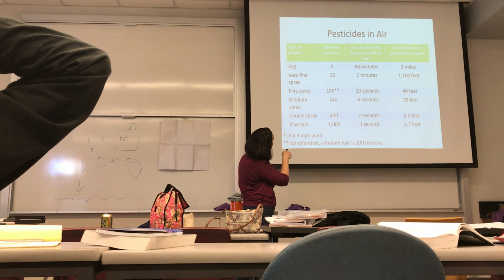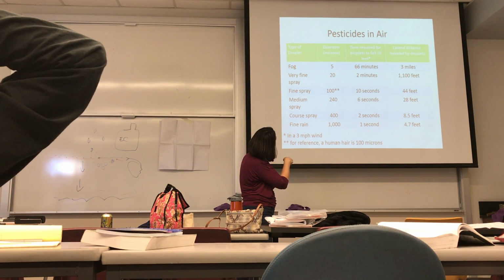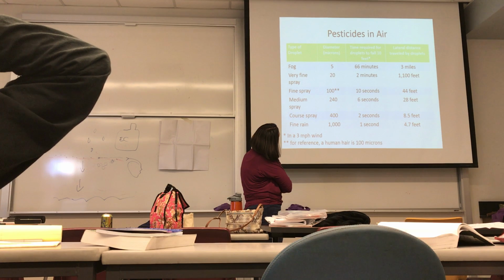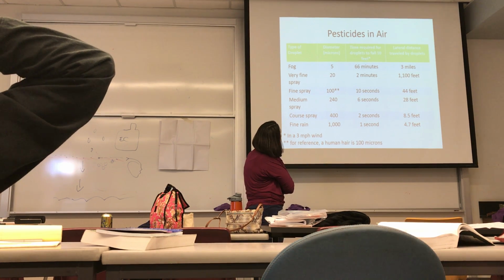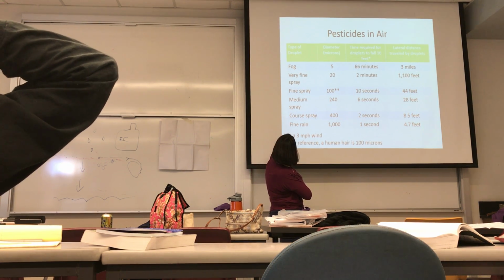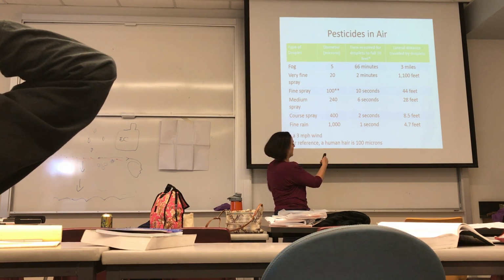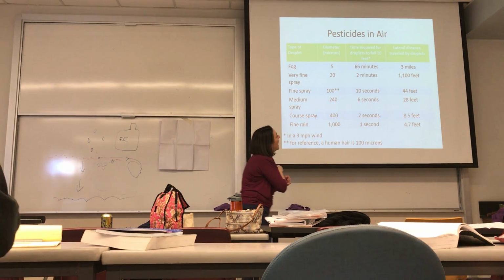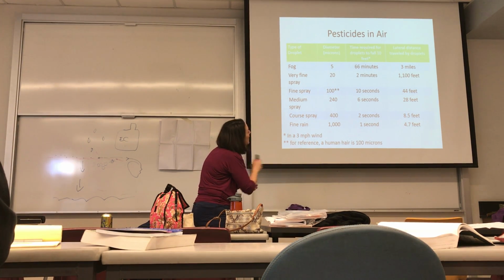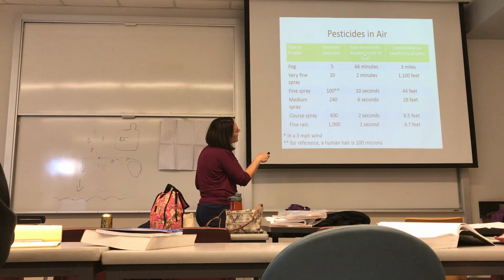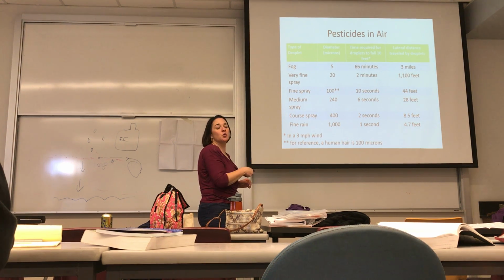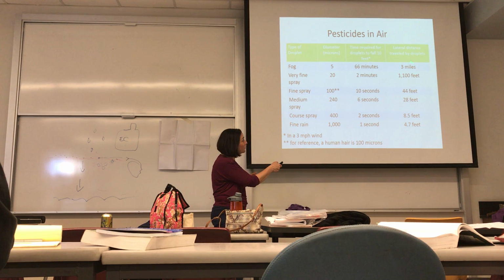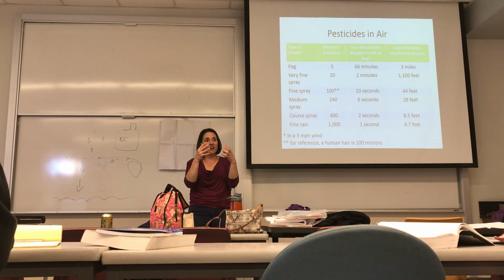So sometimes. Oh my gosh. 66 minutes? Fog. Oh, I think I know why. A human hair is 100 microns, so that's why this is here. Anything smaller than this is smaller than a human hair. And so why is it that it takes 66 minutes for this really small droplet to fall? It takes a long time, right? But it moves so far. It moves so far because it's kind of suspended in the air, right?